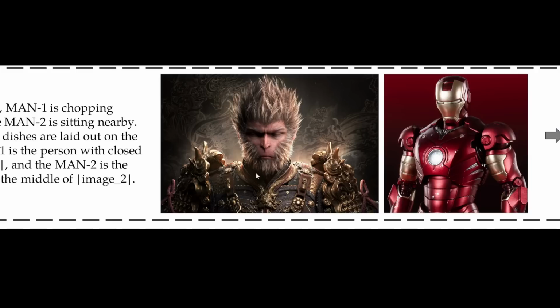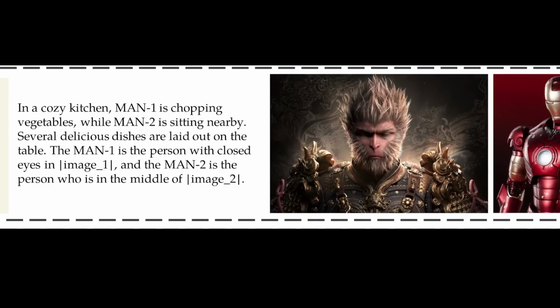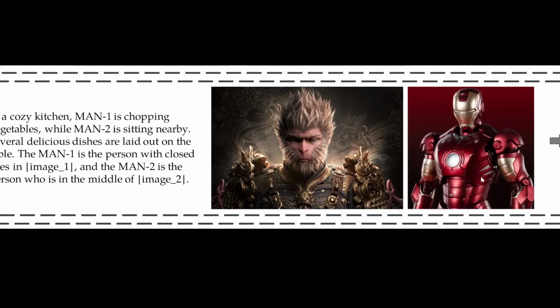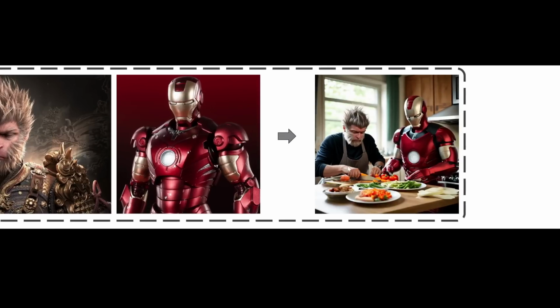So for example, here the user uploaded a photo of Wukong and Iron Man. And the prompt is, in a cozy kitchen, man 1 is chopping vegetables while man 2 is sitting nearby. Several delicious dishes are laid out on the table. Man 1 is the person with closed eyes in image 1, which is Wukong here. And then man 2 is the person who is in the middle of image 2. So this is image 2. And what we get is indeed Wukong and Iron Man in a kitchen. And Wukong is chopping vegetables and there are delicious dishes on the table.